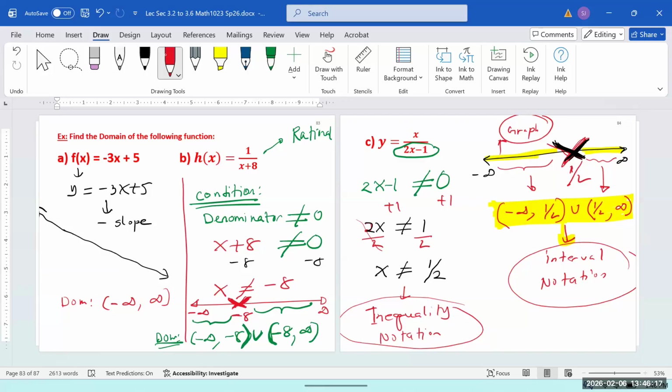Good observation. For any rational value domain, you'll always have parentheses. Always.